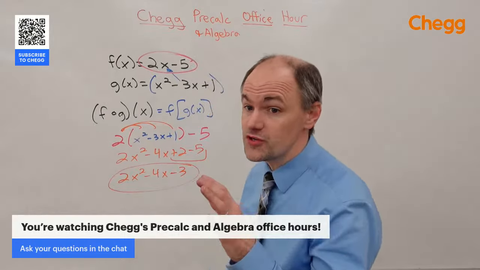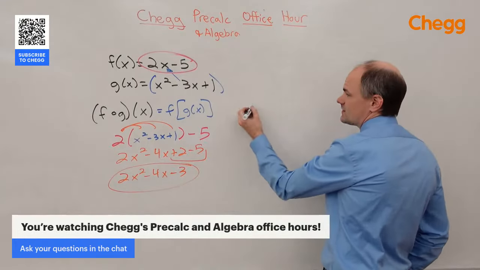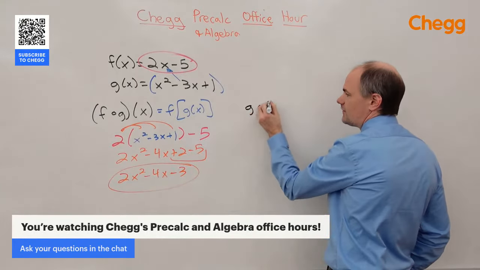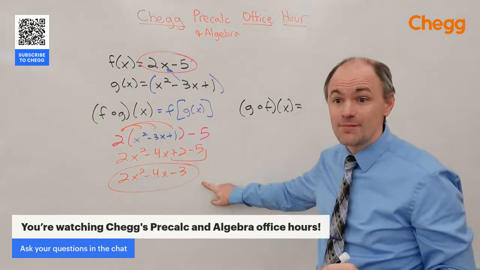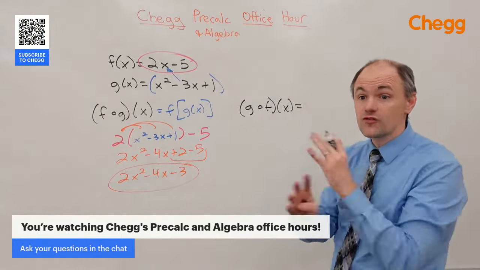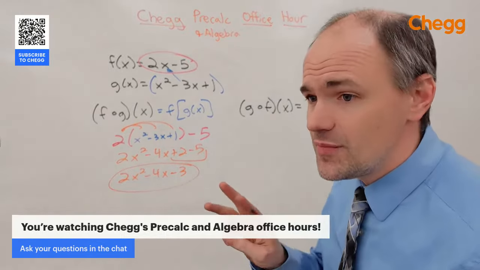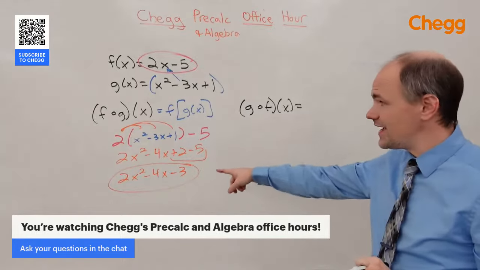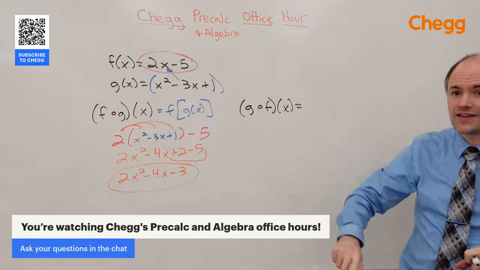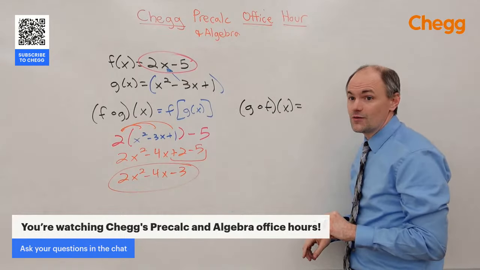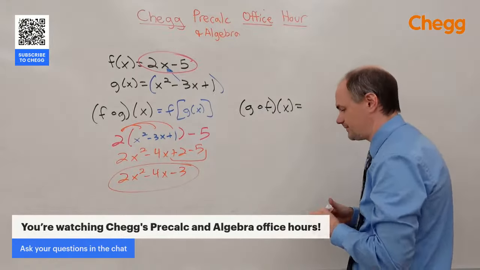Pop quiz for you. I want you to put your answer in the chat here. If f of g of x is that, does that mean that g of f of x is going to be the same thing? Do we get the same answer if we switch the order? Put in the chat, what do you think? Yes or no, are they the same? Got your guesses down? Let's actually do it and see what we get.